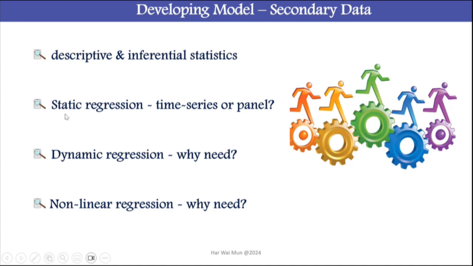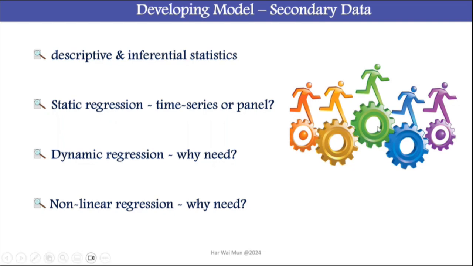But nowadays, if you want to publish in a good journal, you usually do both, static and dynamic. You also have time series or panel. Time series means many years for one country, or many years for one firm. Panel means many years, many firms. Then non-linear regression, which became famous many years ago.